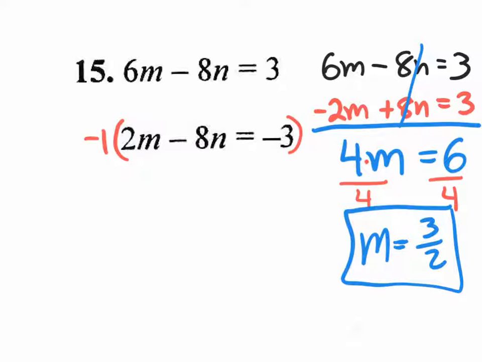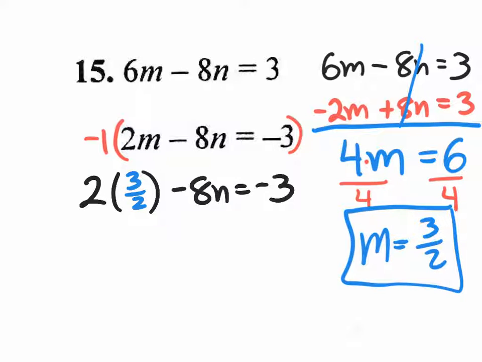Let's plug in the 3/2 to find the other value n. So let's plug it into either the top one or the bottom one. Which one do you think is easier? Definitely the bottom one. If you plug it into the bottom one, when you multiply 2 times the fraction 3/2, the denominator will eliminate with the 2. Let me show you. On the bottom equation, we're going to have 2 times m, but the m is really 3/2, minus 8n equals -3. So the 2 and the 2 eliminate. Anytime you multiply a fraction by its denominator, the fraction disappears.